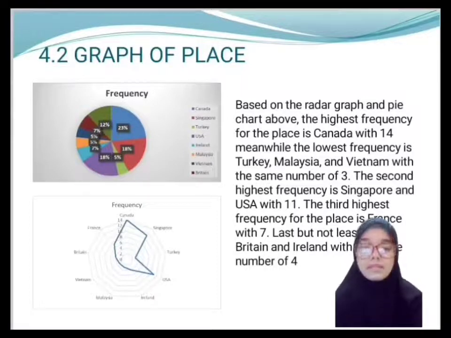The second highest frequency is Singapore and USA with 11. The third highest frequency for the place is France with 7. Last but not least are Britain and Ireland with the same number of 4.